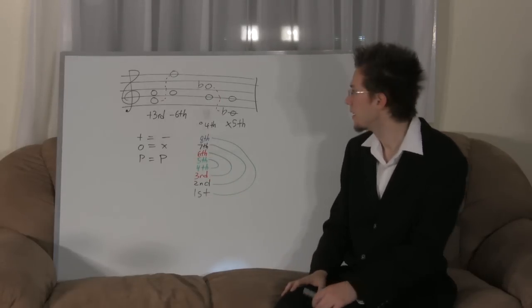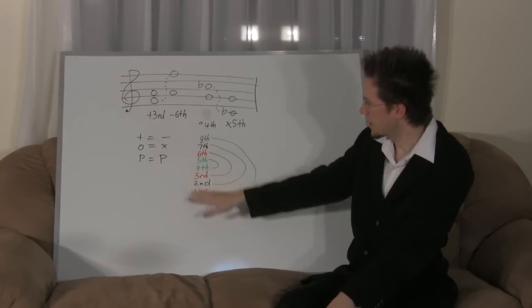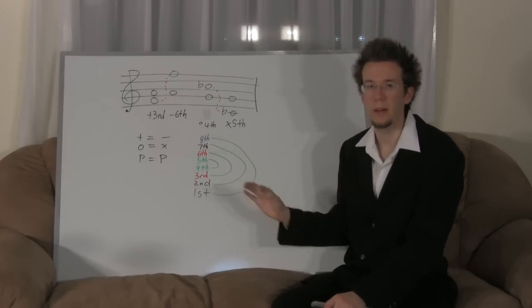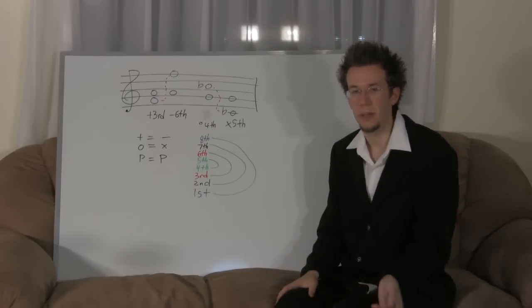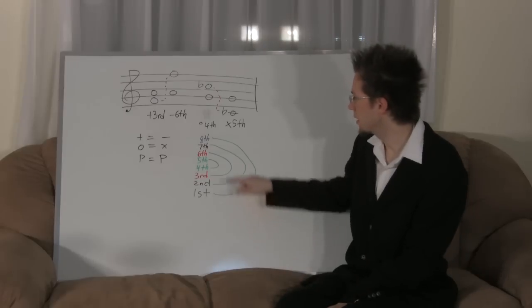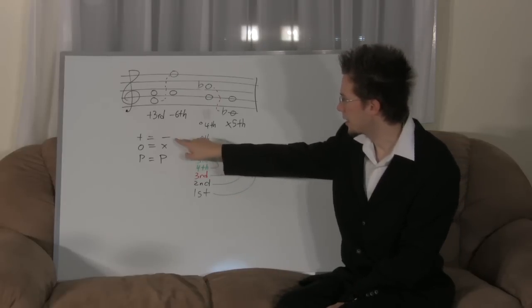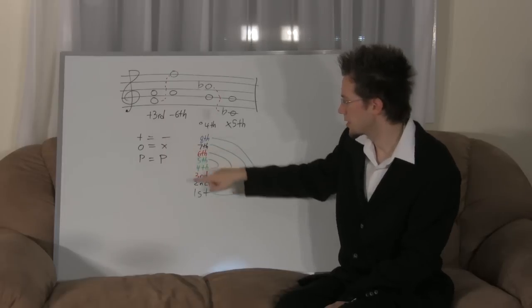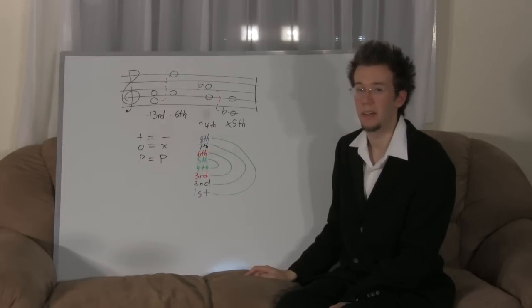Now, this part is the second part of it. You can actually predict what number the interval is going to be just by knowing what the first number is. In other words, if you know that you have a seventh and it's minor, then automatically you know that if you invert it, it's going to become a major second. How did I know that?